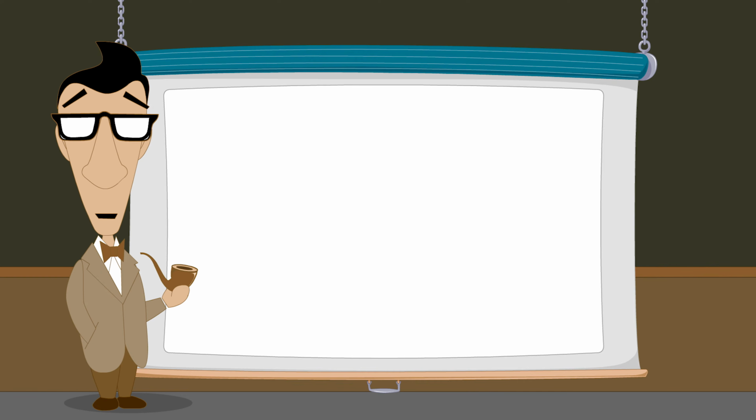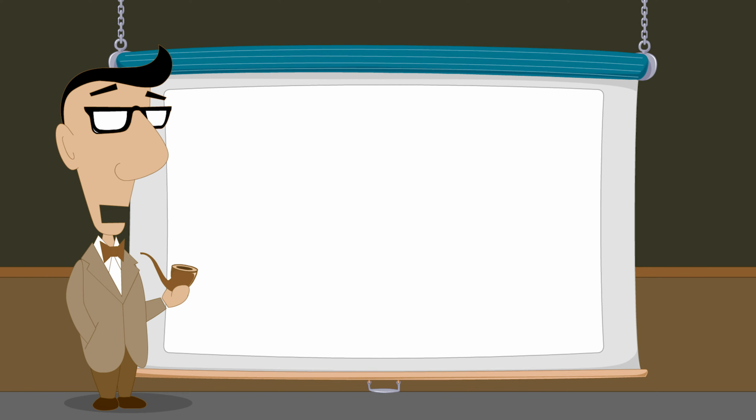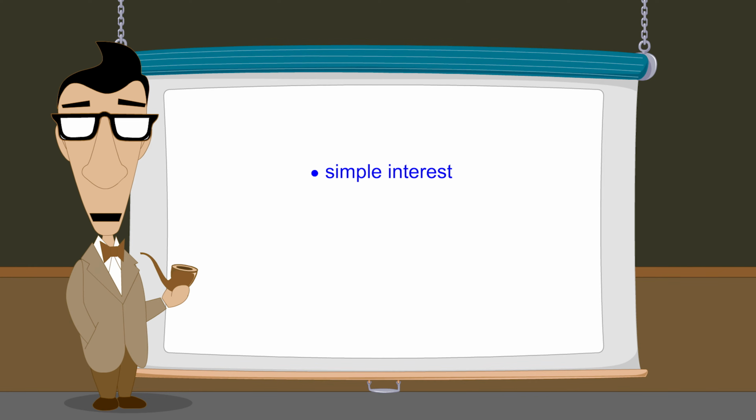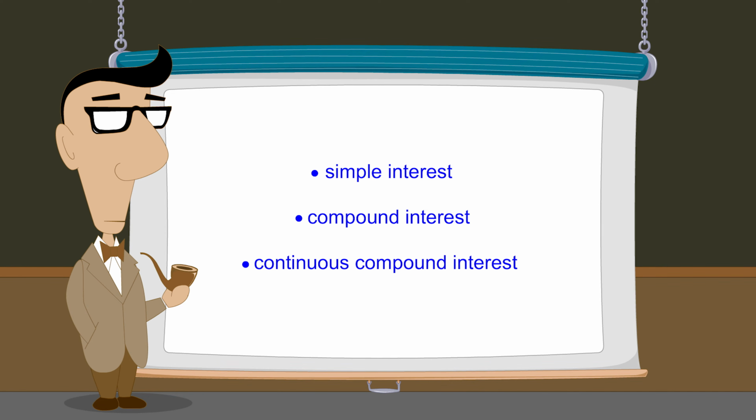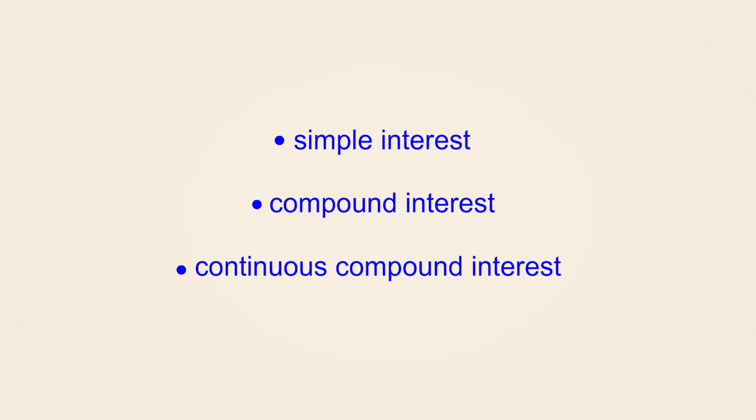So to understand how exponential functions are used to compute interest, let's start by looking at the difference between simple interest, compound interest, and continuous compound interest. The most straightforward type of interest is simple interest. Mortgages and personal loans often charge simple interest. Simple interest is a fixed charge paid to the lender for the use of money over a given period of time.